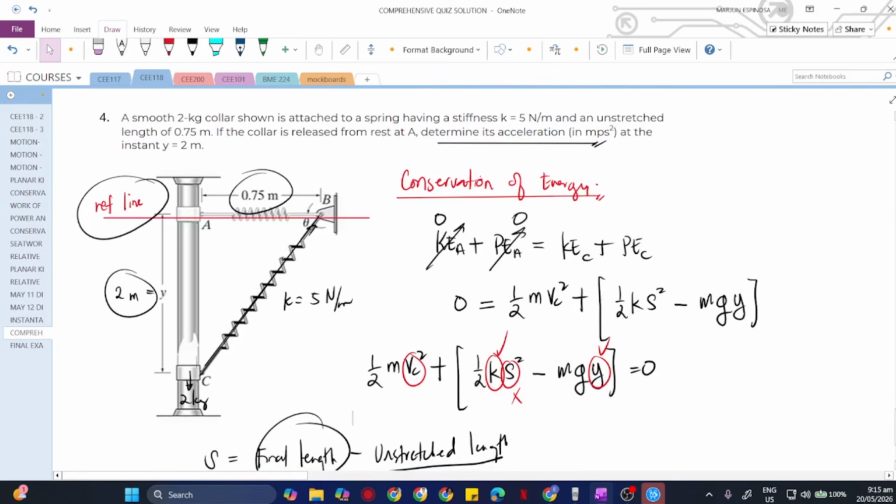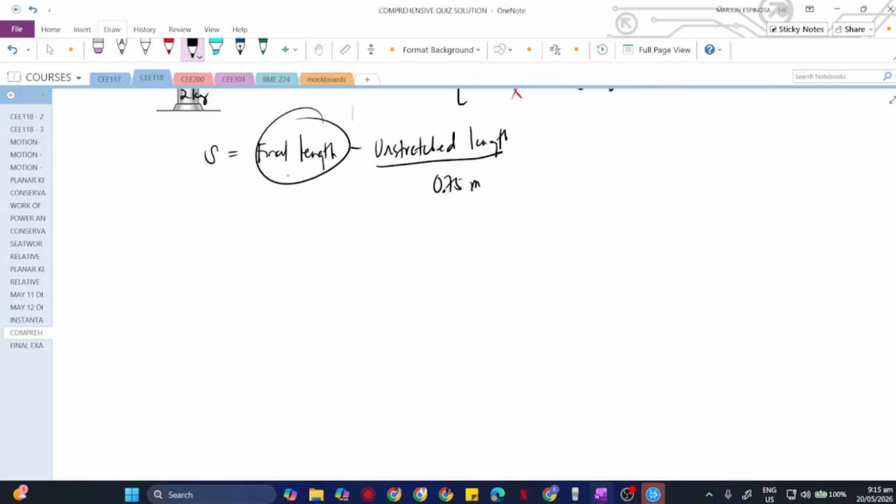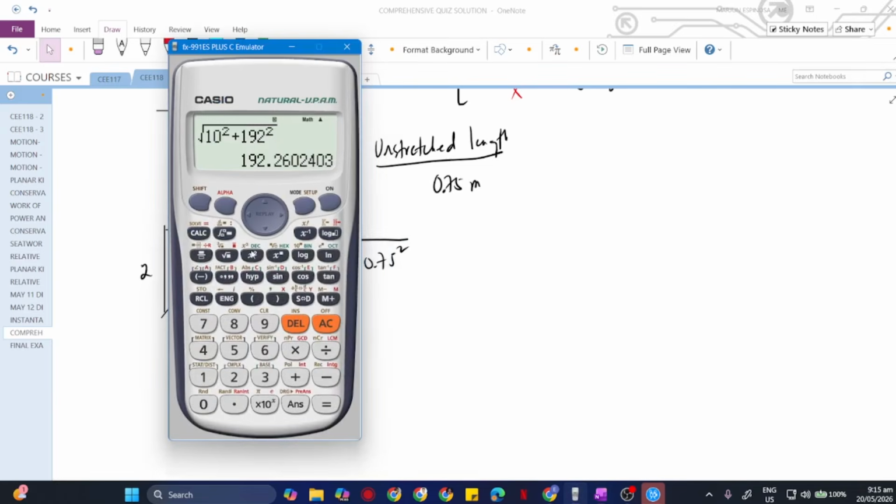Paano natin kukunin yan? Okay, basically naka-create tayo dito ng parang right triangle. So 0.75, ito 2 meters, makukuha natin yung hypotenuse, which is yung final length. So solve na natin, i-redraw na natin saglit. So this one is our final length, sabihin natin FL. Ito naman yung 2 meters, ito naman yung 0.75 meters. So gamitin na natin yan ng Pythagorean theorem. So 2 square plus 0.75 square. So yung final length natin would be equivalent to square root of 2 square plus 0.75 square. So yung sagot dito is 2.136.